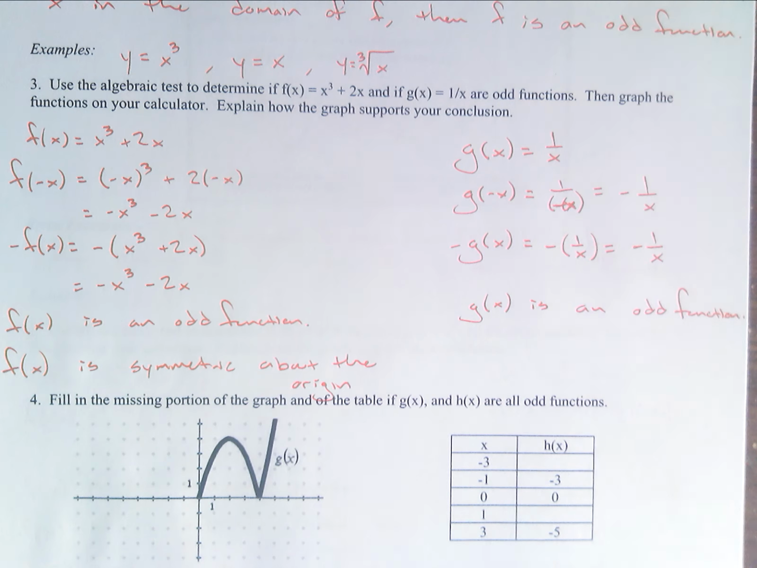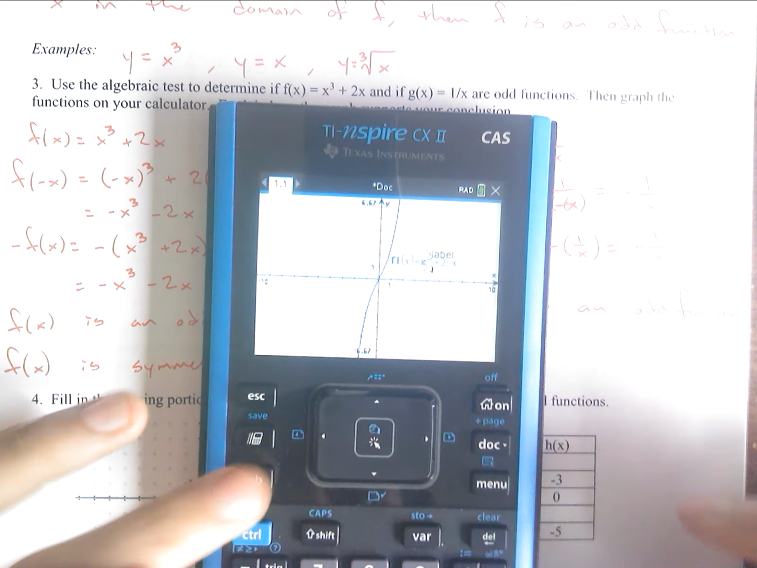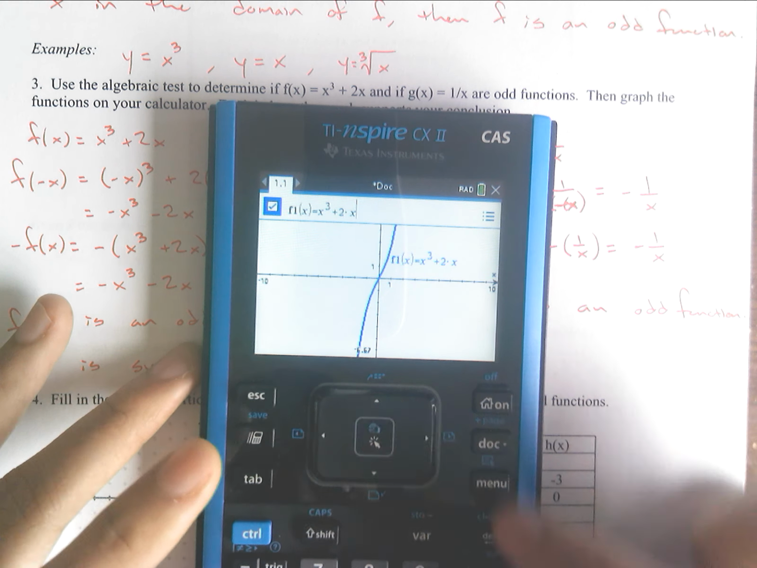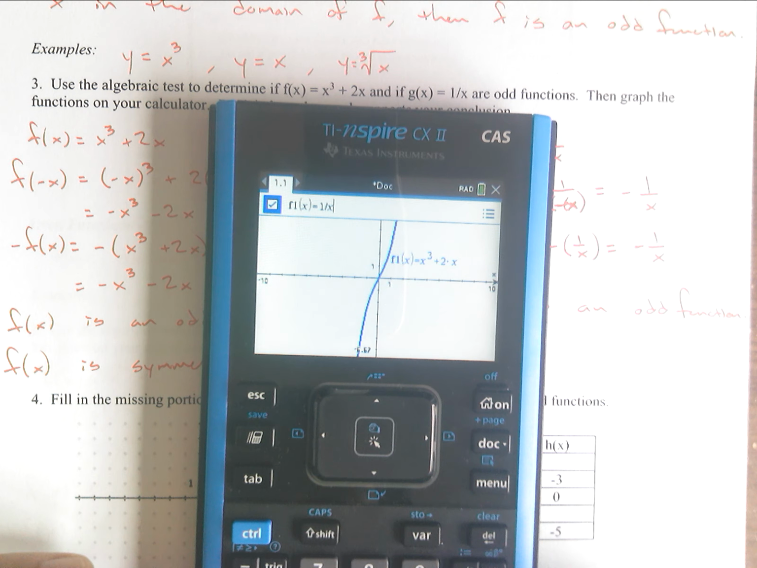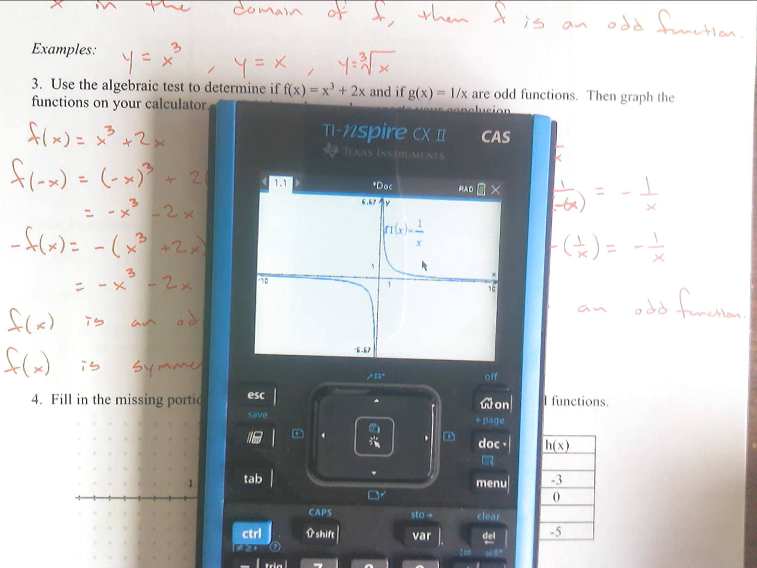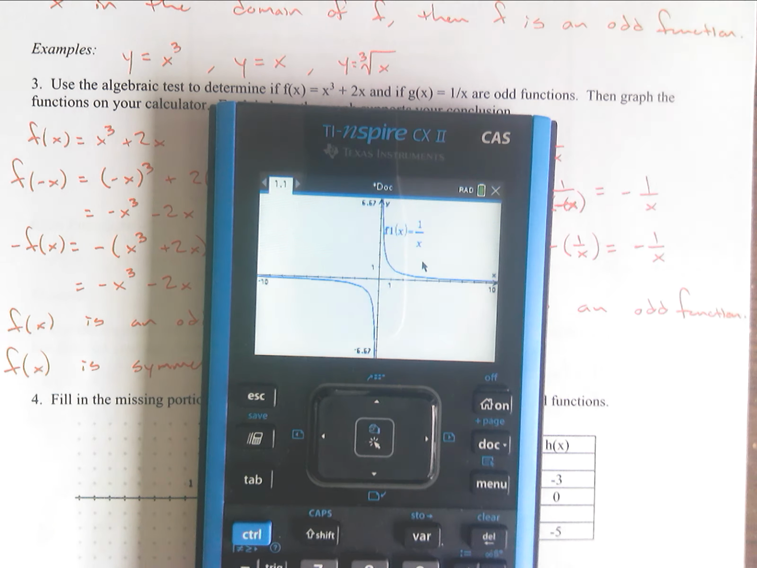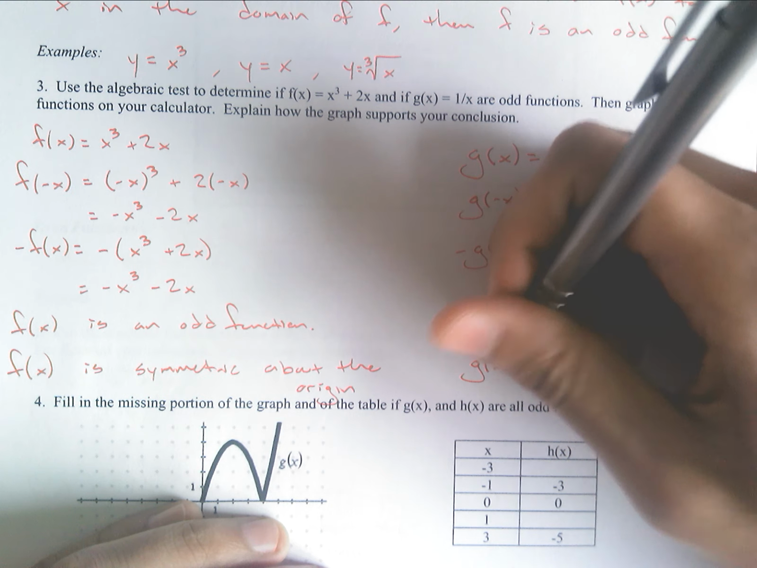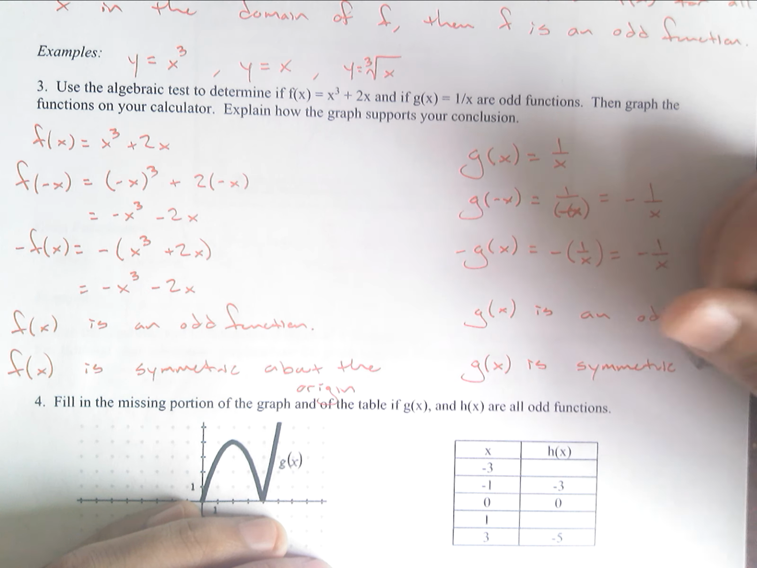Let's take a look at the graph. So back to our graph. We're going to take the reciprocal function, so 1 over x. And we get this here. Again, everything in quadrant 1 rotated 180 degrees around the plane is what we have in quadrant 3. So this is an odd function graphically. So g of x is symmetric about the origin.